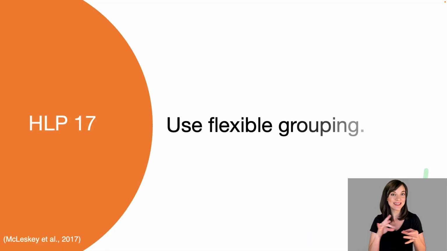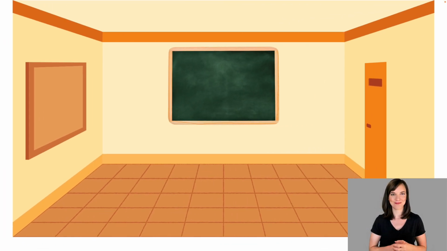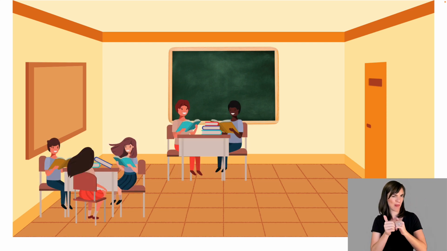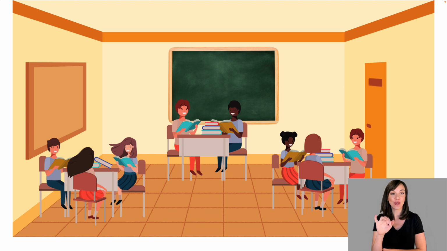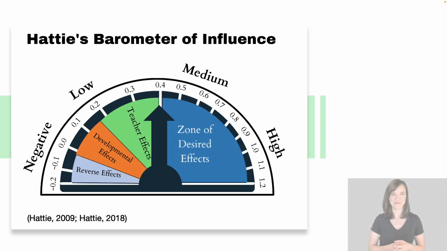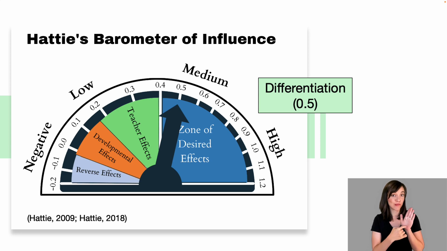HLP 17 states, use flexible grouping. Educators use flexible grouping to differentiate instruction and meet individual needs of students. Hattie's barometer of influence shows differentiation in the zone of desired effects at 0.5.